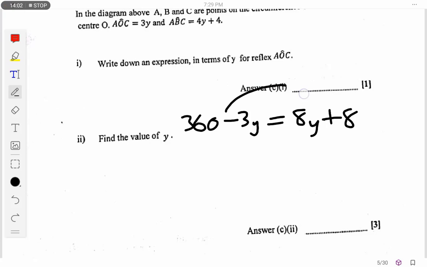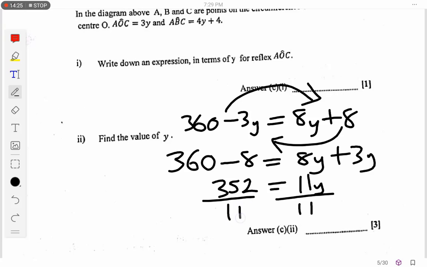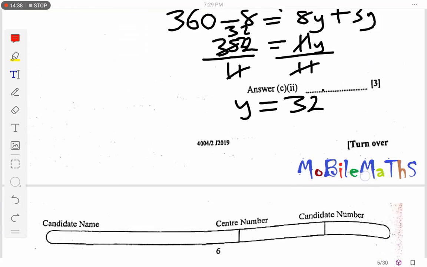When I'm solving, I can take 3y this side and 8 that side, and they change their signs. So it's going to be 360 minus 8 is equal to 8y plus 3y. 360 minus 8, I'll get 352 is equal to 8 plus 3, we get 11y. So I'll divide by 11 both sides. 11 into 35, 3 remainder 2, 22, 2 there. So our y value is equal to 32 degrees. That's the value of our y.